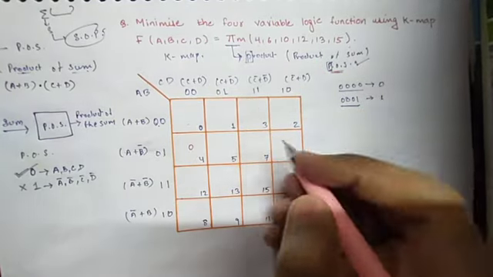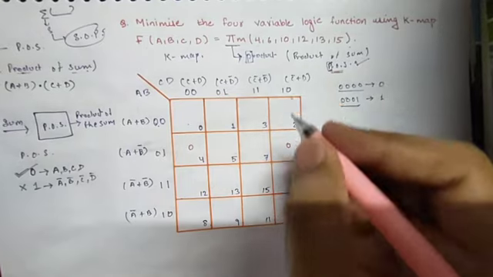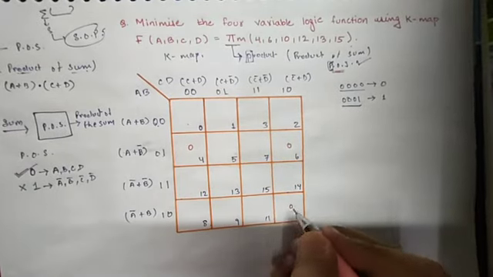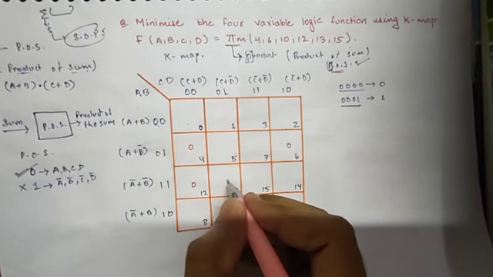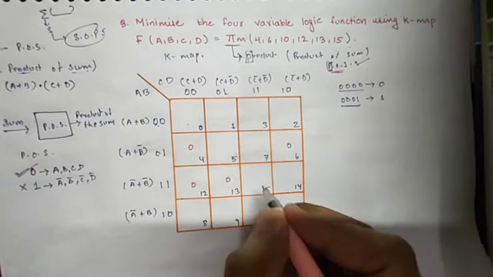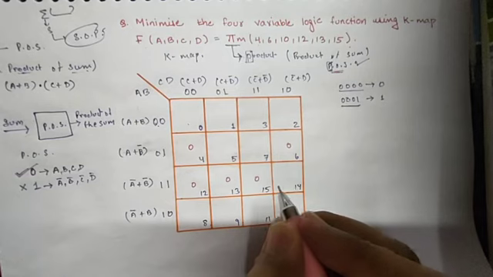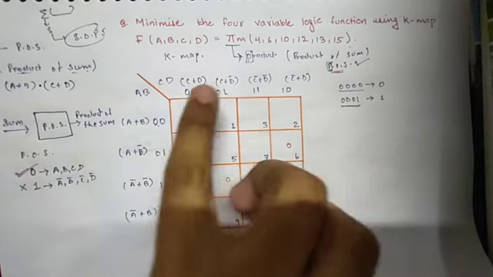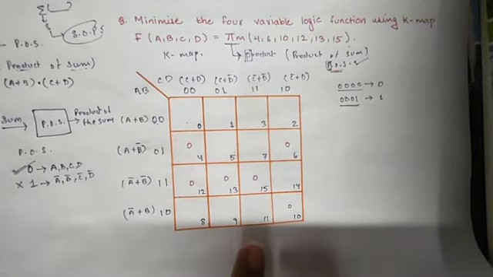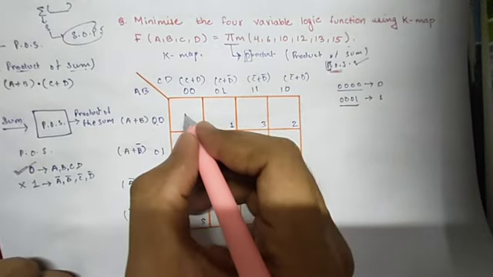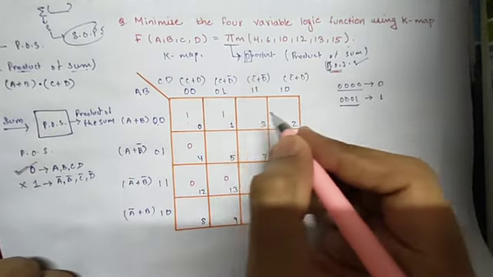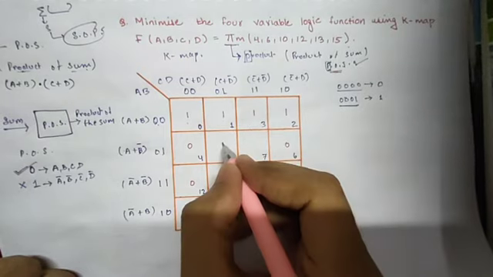In 6 we will write 0. In 10 we will write 0. In 12 we will write 0. In 13 we will write 0. In 15 we will write 0. And the remaining boxes we need to fill with the number to which we have not given priority, like 1. The remaining boxes we have to fill with 1.